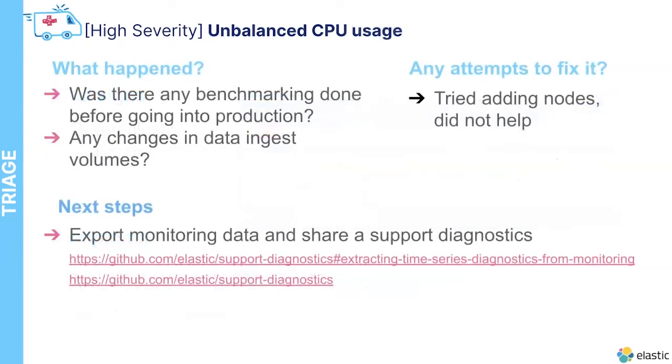We usually ask the customer if they did any benchmarking before going into production, and if they noticed unbalanced CPU usage already. If they did not, we'll ask if this is something that appeared out of nowhere, and if they have recently seen any increase in the volume of data being ingested, for example. The more we know about the situation, the better. In this example, the customer tried adding nodes and saw no changes. Still one of the nodes had high CPU usage and the others were idle, while the ingest rate remained the same. So that did not help, and they reverted back to 3 nodes.